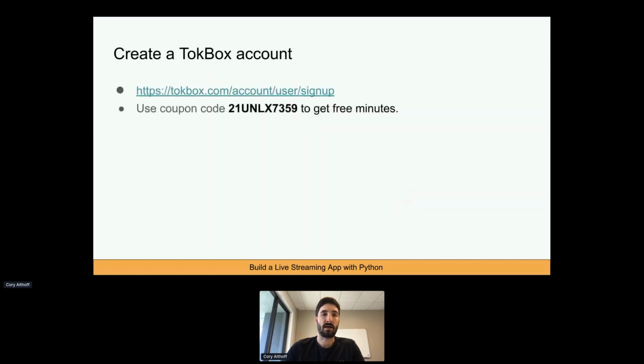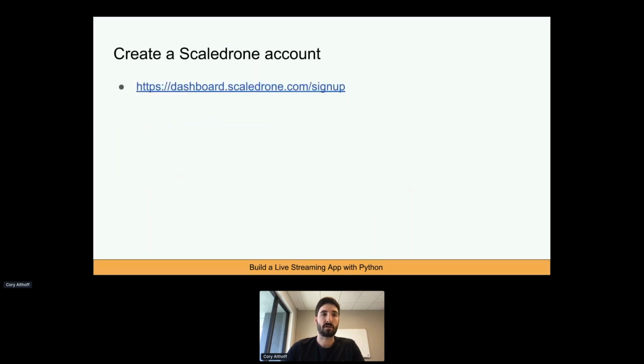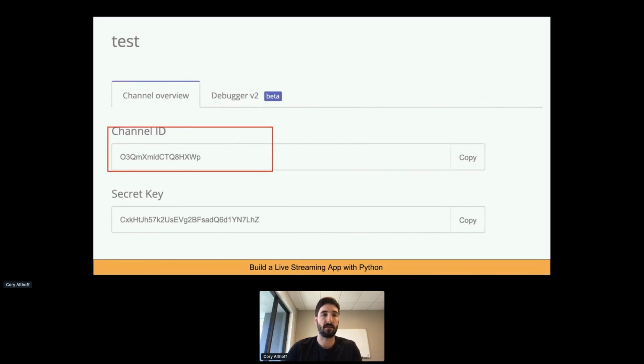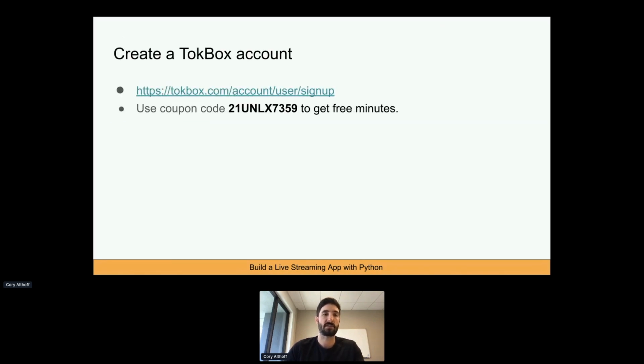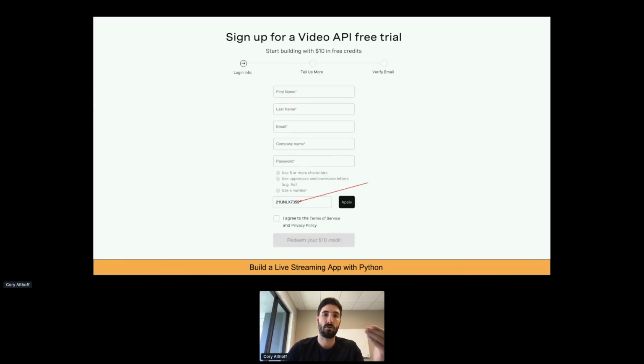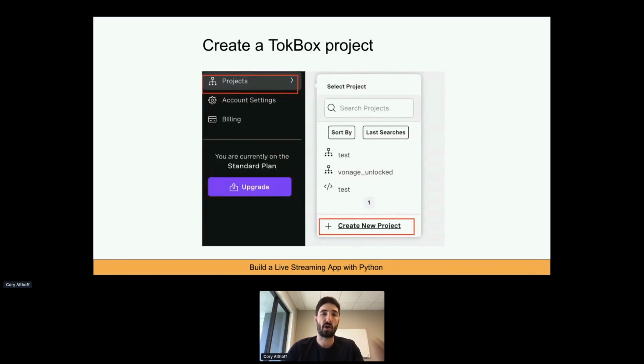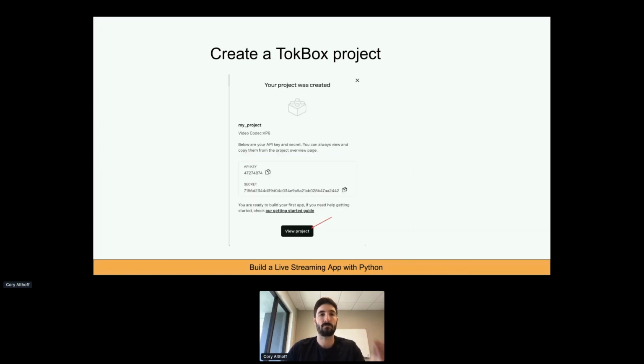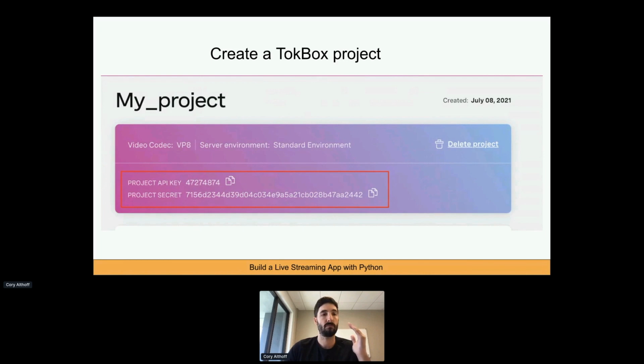Let me just go through that one more time to make sure no one's lost. So create a Scaledrone account. Just sign up there. You should have an API key. Create a TalkBox account. Go to talkbox.com/account/user/signup. Enter your coupon code. You should see this. Enter your code and your information. Create a TalkBox project. Hit project. Create new project. Give your project a name. Hit create. Hit view project. And keep this saved so you have this information later.